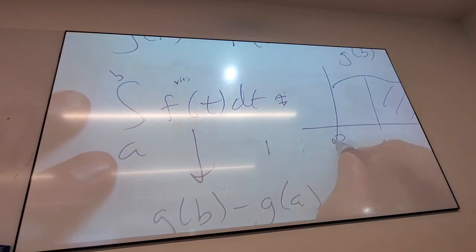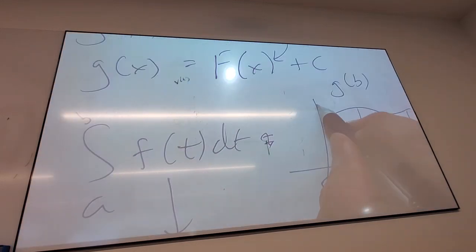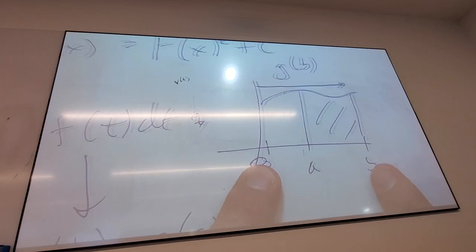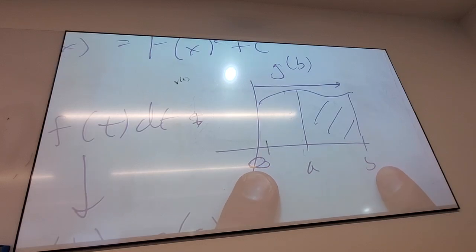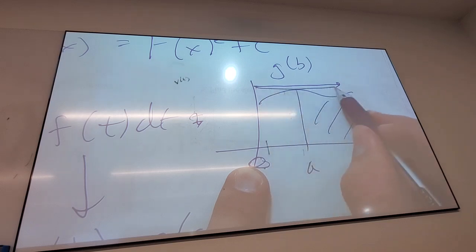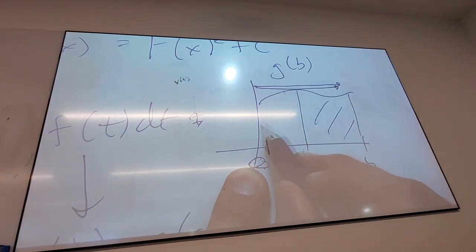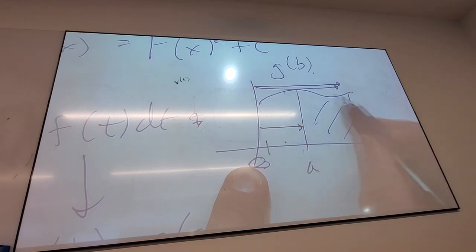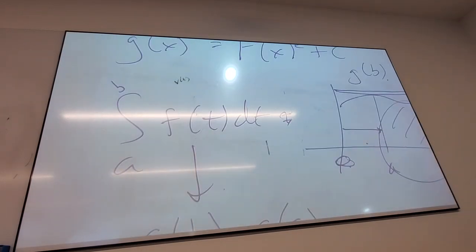So if I define my stuff to start at 0, g of b would go up to here. Is that cool? If I started at 0, is that all right? If I define it to start at 0, g of b would go up to here, correct? G of a would go up to here, correct? So then g of b minus g of a would equal what this guy says. Okay, stay with me.